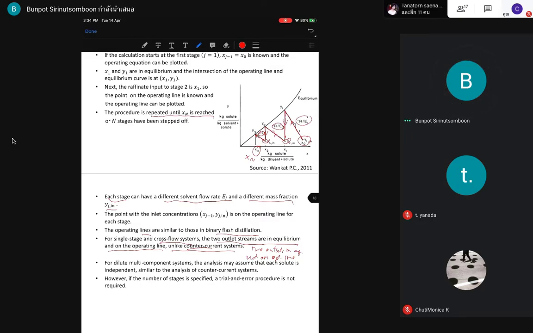And again, if you deal with dilute multi-component, each solute is independent from each other, so do the calculation for one component at a time. And again, if the number of stages is specified, then you have to do trial and error. Guess the output composition, use the number of stages to solve, and check if your answer is the same as the value that the problem gives you or not.